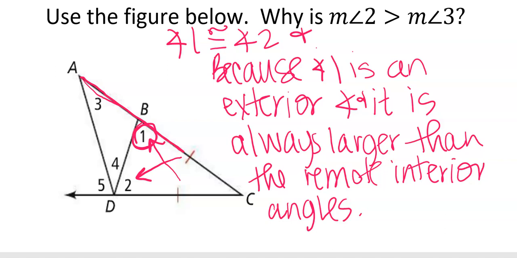When you are looking for the exterior angles, you have to go straight out from a side. When I'm looking at this one, 2 does not go straight out from here. It doesn't do that. So that's why we did have to use that other part of it.